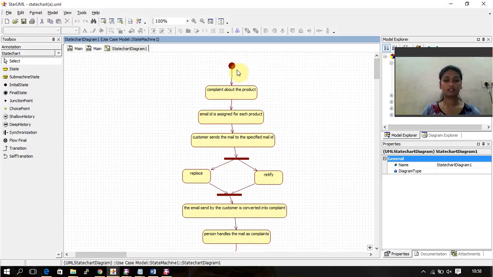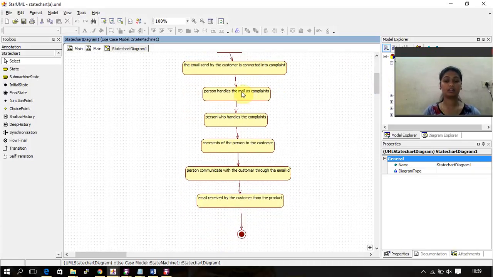Starting with the initial state, this consists of one state called complain about the product, and another state where email IDs are assigned for each product, and the customer sends the mail to the specified mail ID. Synchronization is done here for whether to replace or rectify, and another synchronization is given, and the mail being sent by the customer is converted into a complaint.